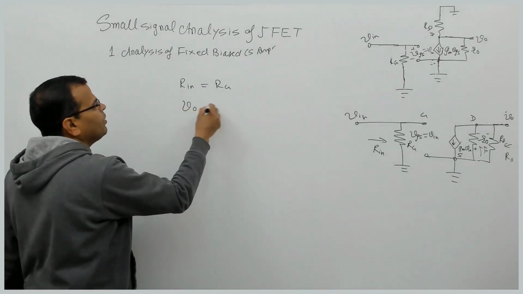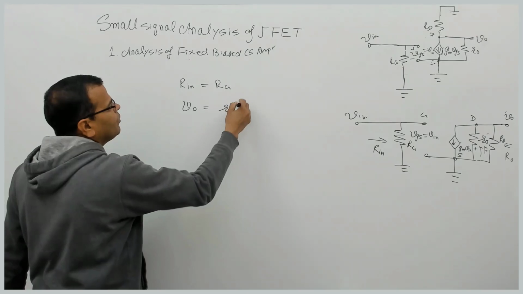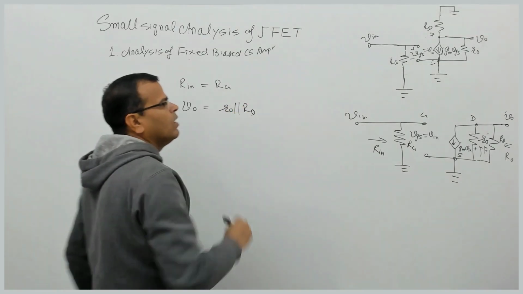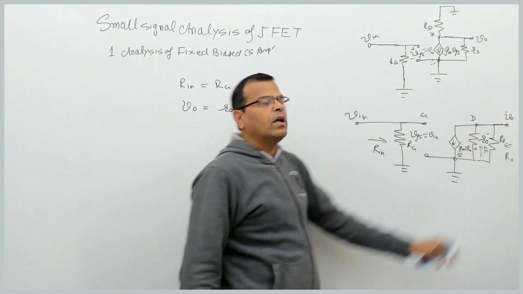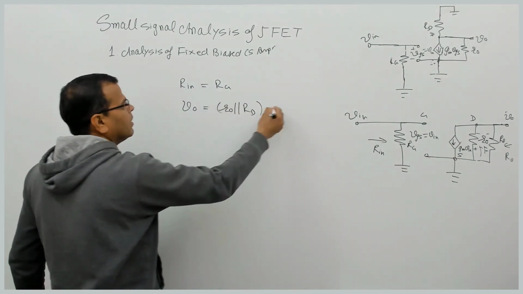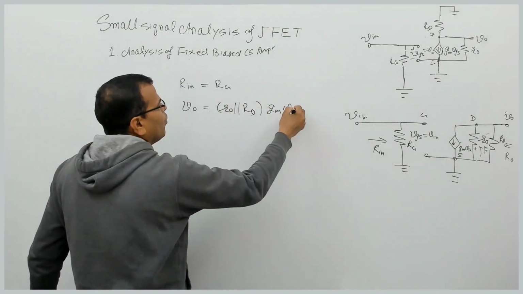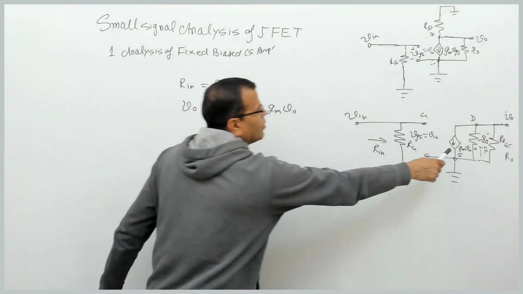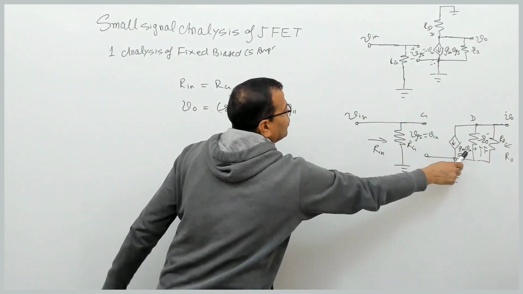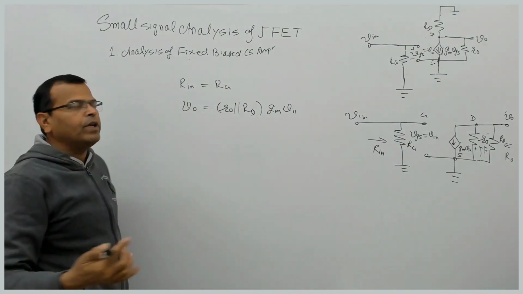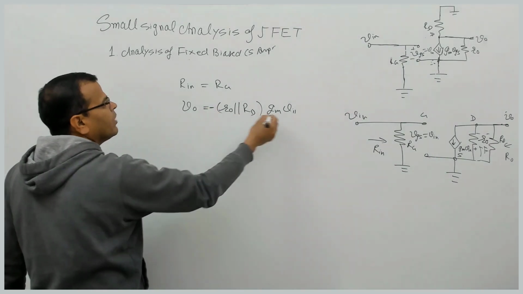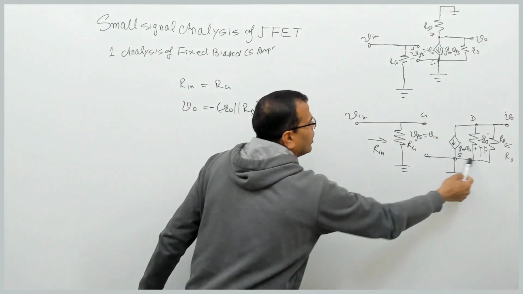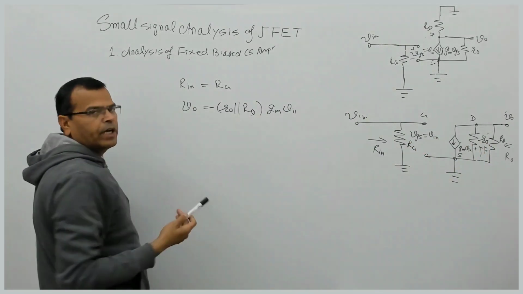So V0 will be equal to the parallel combination of R0 and RD, because these are connected in parallel, multiplied by the current, that is GM into V in. Why am I writing V in? Because this VGS is same as input, so I have replaced VGS by V in. There is a minus sign outside because the current is going up, so I have put a negative sign.